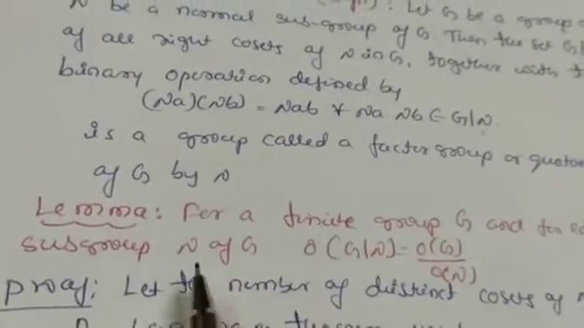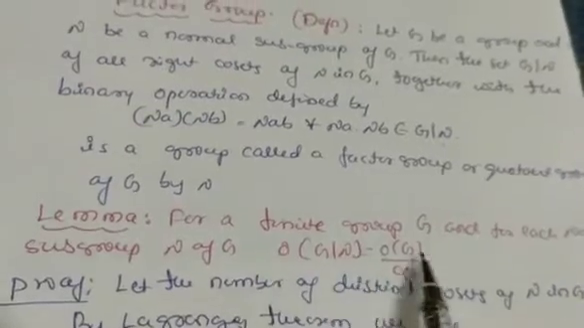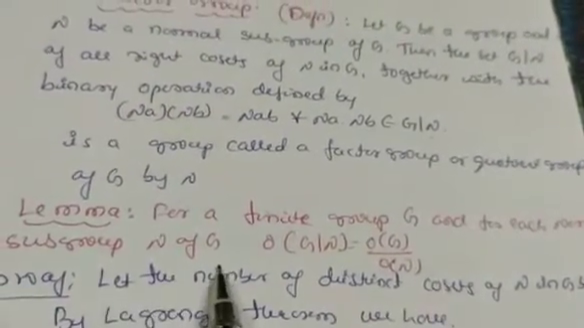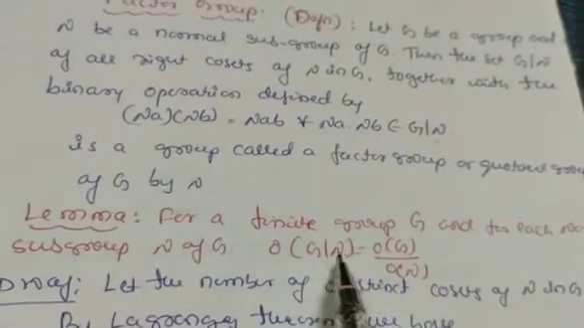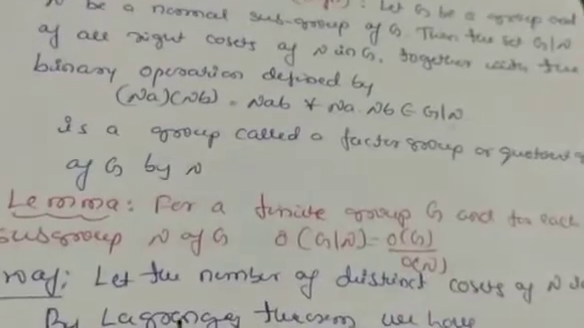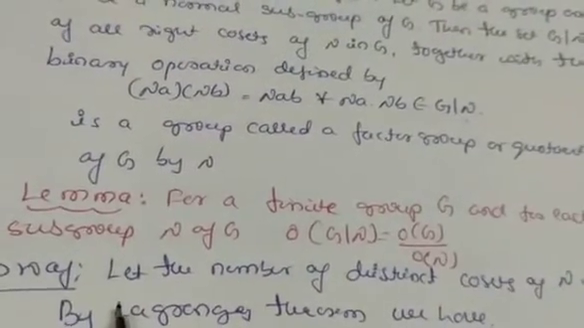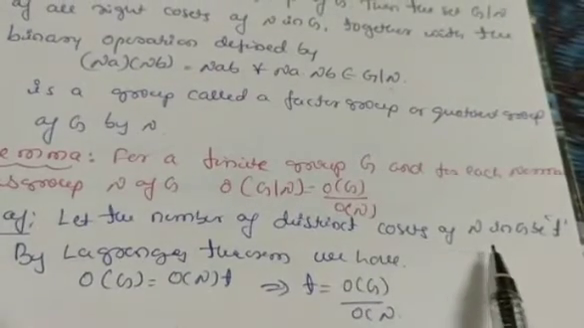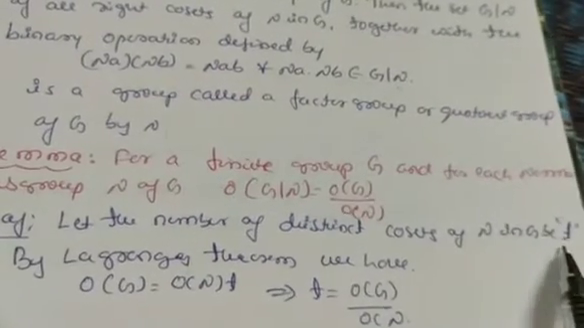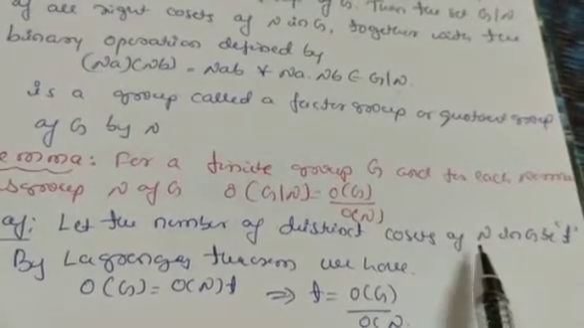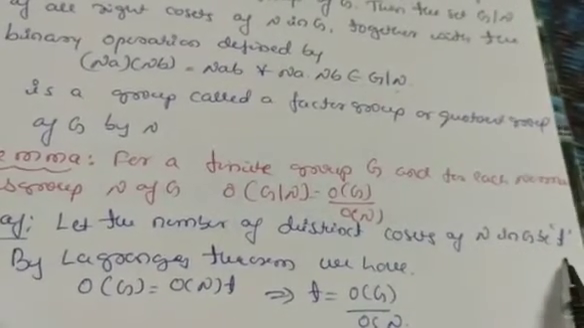Take one theorem here. For a finite group G and for each normal subgroup N of G, the order of G/N is equal to the order of G divided by the order of N. Proof: let the number of distinct cosets of N in G be denoted by T.